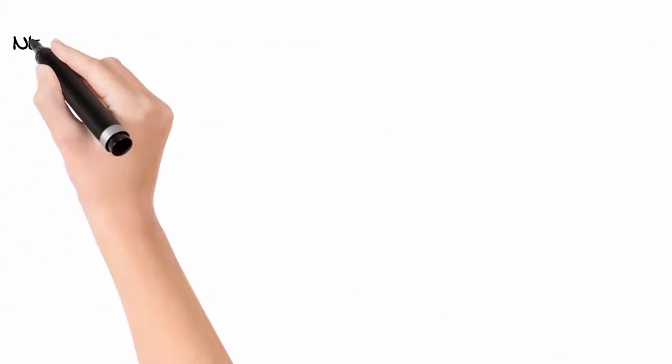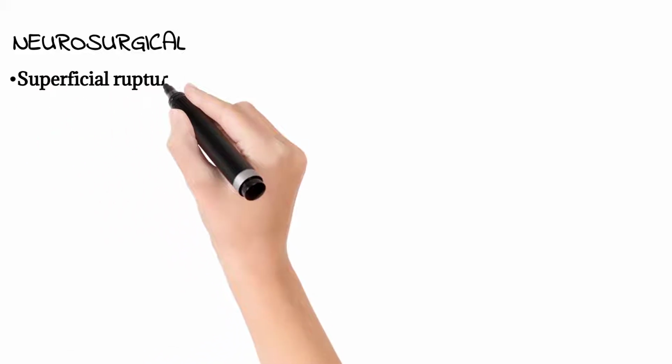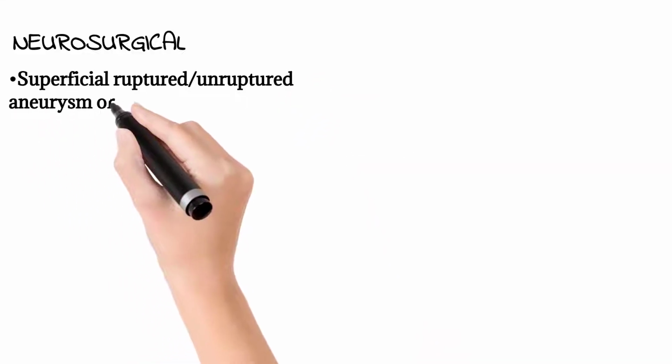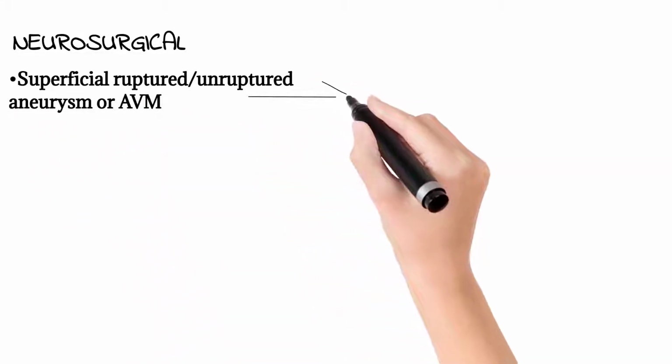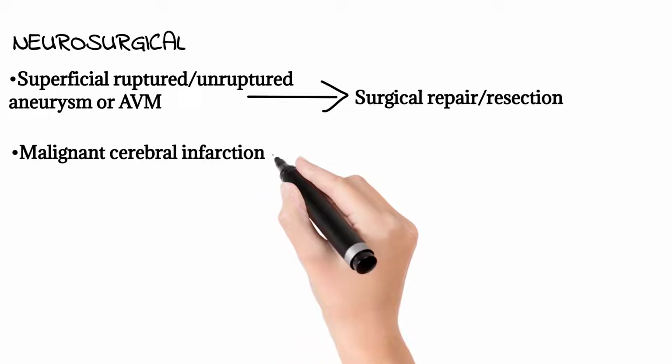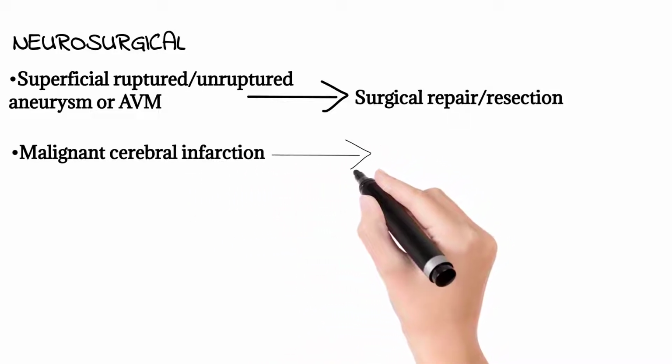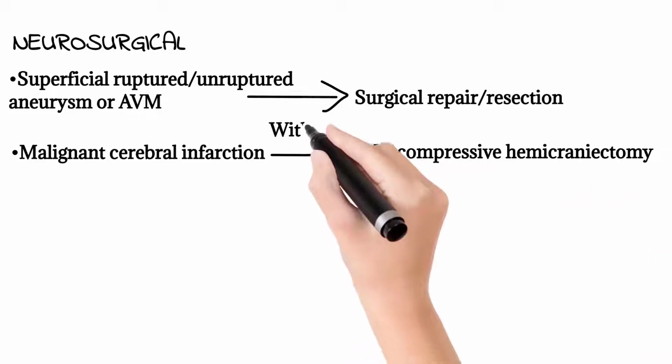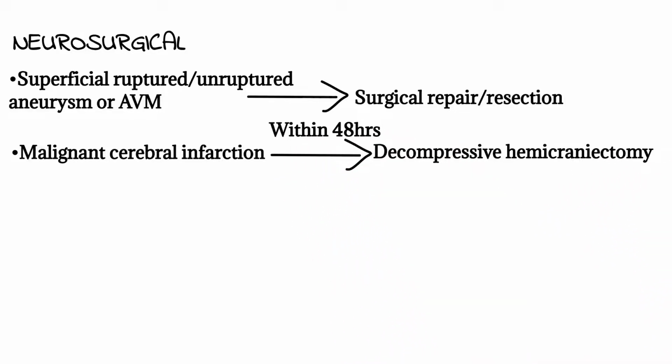Now coming to neurosurgical interventions, it is important to repair or resect any superficial ruptured or unruptured aneurysm or arteriovenous malformation. In case of large middle cerebral artery stroke, a small number of patients are at risk of developing massive cytotoxic cerebral edema, and this is resistant to medical therapy. This is known as malignant cerebral infarction. In these cases, decompressive hemicraniectomy should be done within the first 48 hours and it will be a life-saving procedure.